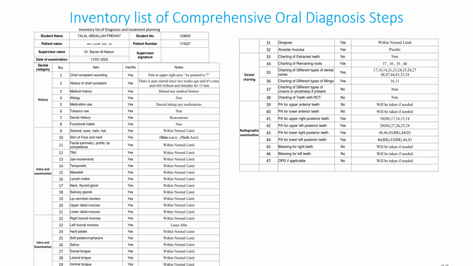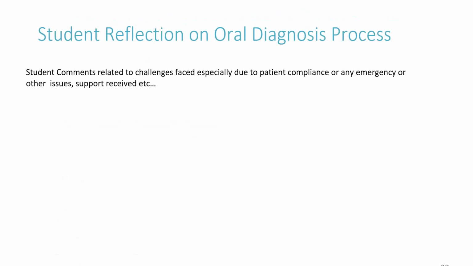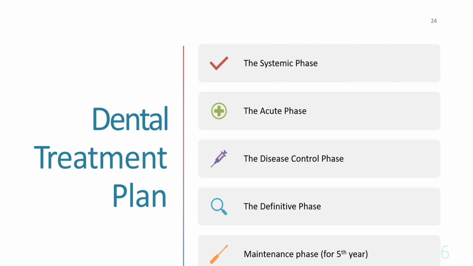Here we did charting of the remaining roots, charting of different types of dental caries, charting of different types of fillings. All of these types of charting were done for the gingiva also, or for the periodontal status. This served as a checklist for the student to follow, so as not to miss any part of the examination and oral diagnosis. And here we leave it to the student to reflect on his case, on the oral diagnosis process he has performed.